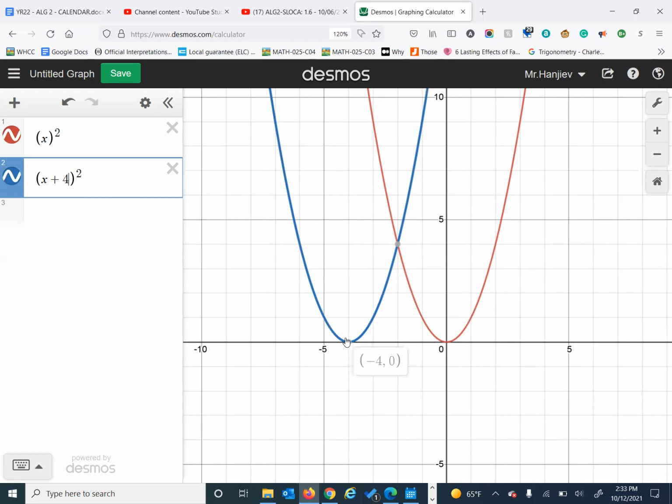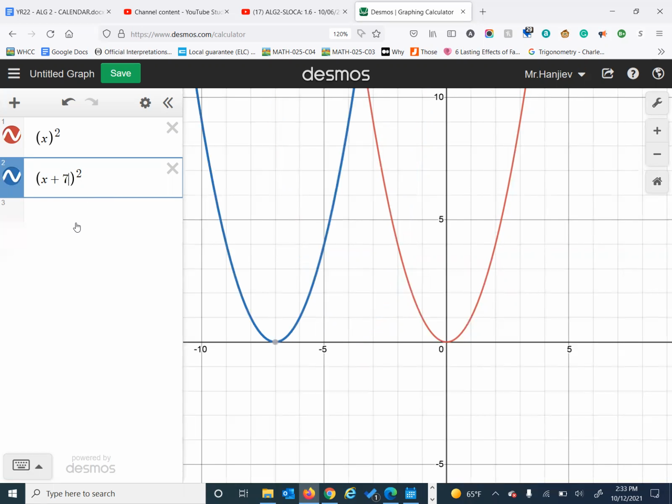So exact opposite of what I think would have happened, right? If I'm adding 4, you'd think it'd actually go to the right. But because of the way functions work, the question is, what do you need x to be in order to go back to 0? And the answer is -4, that's why. So if I say +7, it's just going to go 7 units to the left. So we have ourselves a horizontal shift to the left 7 units.